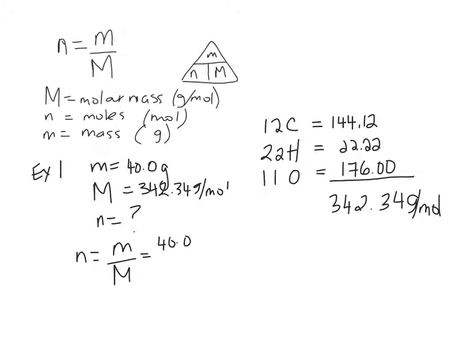So 40 grams divided by 342.34 grams per mole. I get unlimited numbers. What do you mean unlimited? I get 0.11684, and it'll keep going. So you have 0 moles? No, we have less than 1 mole, right? You'll have a small number, because 40 is divided by a bigger number, so it will be less than 1.